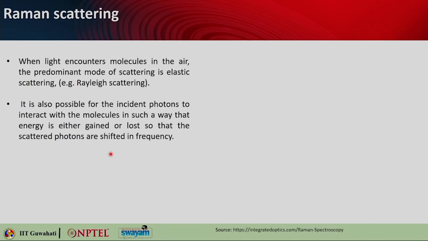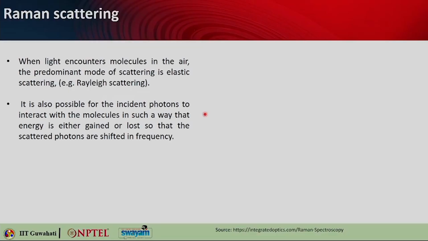Okay. And the last and most important scattering feature: there are also different types of scattering, we will not discuss those, but this particular scattering, also known as Raman scattering, is very, very important. Okay. So, let us look into what kind of scattering is called Raman scattering.